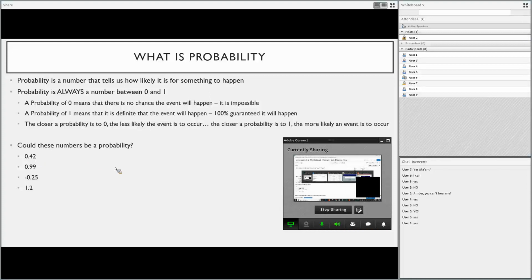So really quick, let's go ahead and go through some of these examples right here. So this first example, 0.42, could that be a probability? Yes, it can, right? That's a number between 0 and 1, so that definitely can be a probability. How about the second number, the 0.99? Could it be a probability? Yes, it definitely can. That's between 0 and 1, so it can be a probability. How about this third one? Can that be a probability? It cannot. Why can it not be a probability? What's wrong with it?